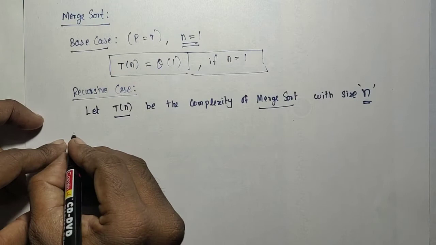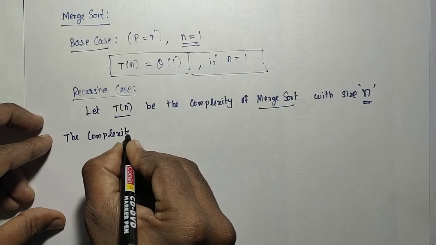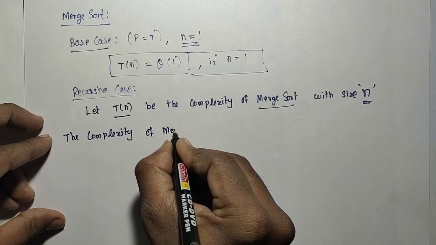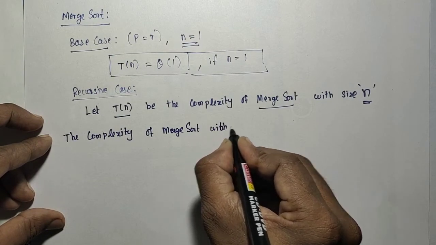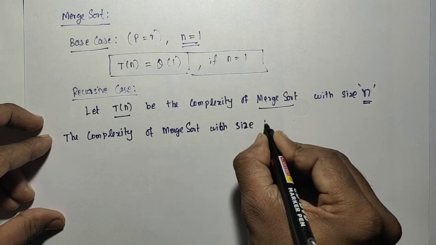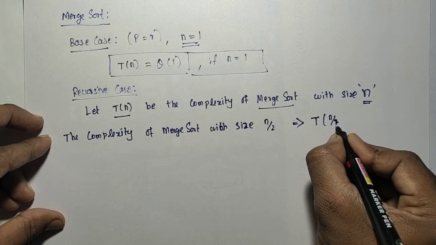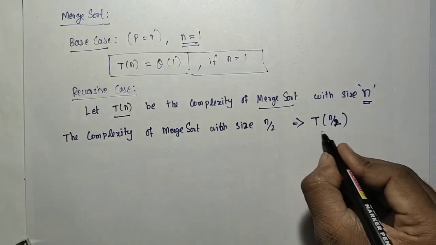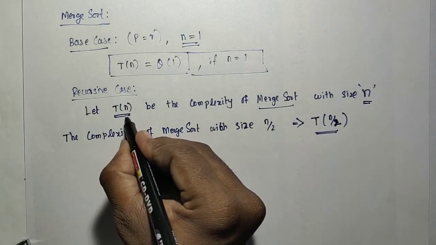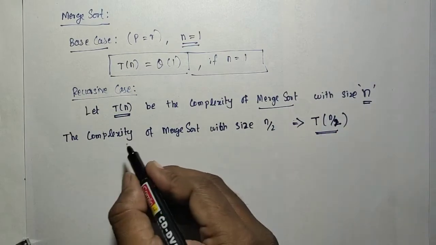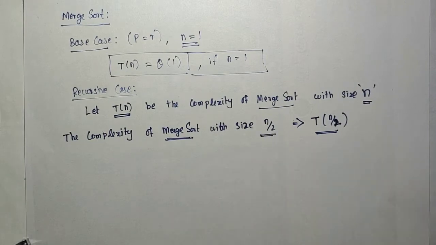Then the complexity of merge sort with a size N by 2 will be what? T of N by 2. Okay, so T of N is the merge sort complexity with the size N. Then the complexity of merge sort with size N by 2 will be T of N by 2.